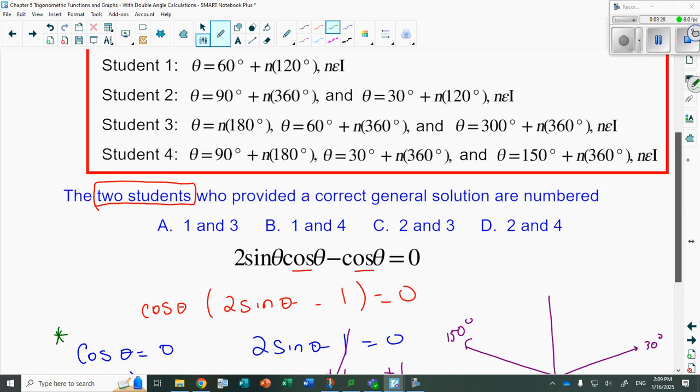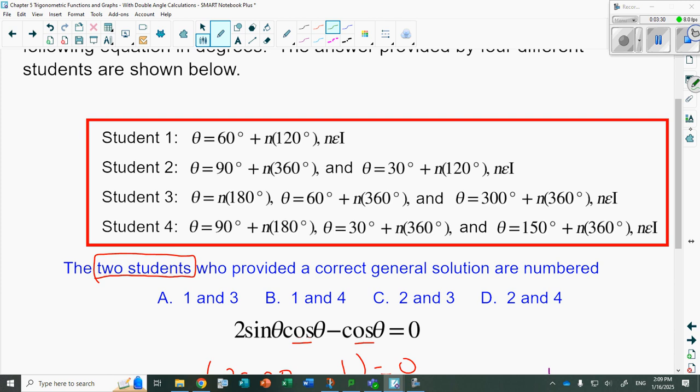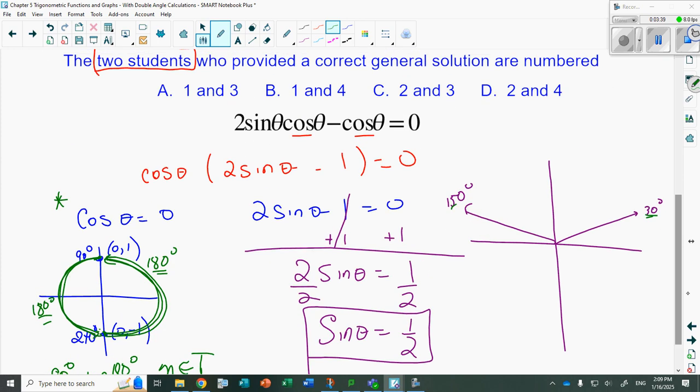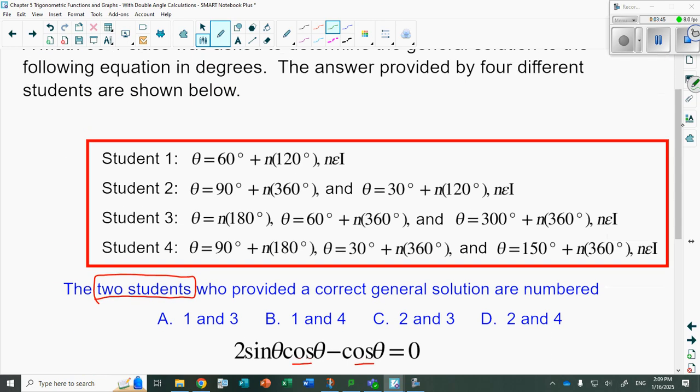Okay, so let's go back to here. Look at this. This one says starting at 60 degrees. Well, I know student 1 is way off right off the bat, because look at both the answers: 30, 150, 90, 270. So I don't know where student 1 got his ideas from, but gone. Now look at this one. Student 2 starts at 90, but it's adding 360. So if you think about adding 360, think about this.